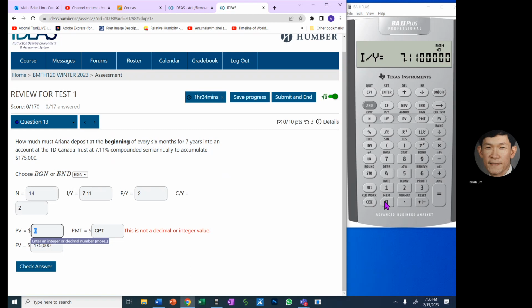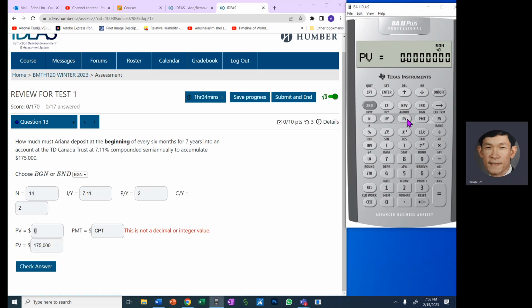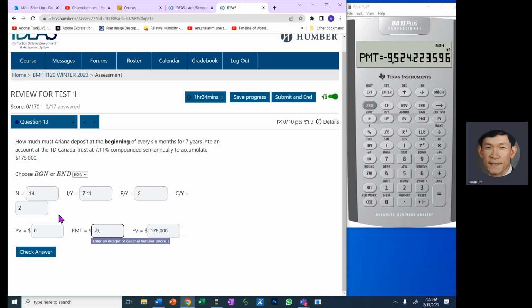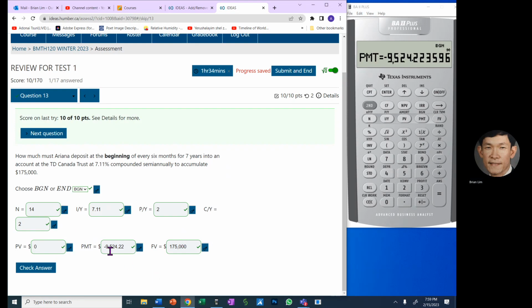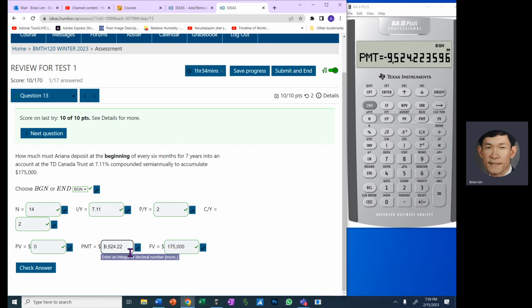Present value is 0. Right? It's starting to build up or accumulate the $175,000 now. 175,000 is the future value, and we can compute the payment. And that payment turns out to be, we can use the negative sign if we so wish, $9,524.22. Right, and hopefully all of that is correct. We check our answer and it is correct. Now, as usual, this will take a positive or a negative value. And you see it does.